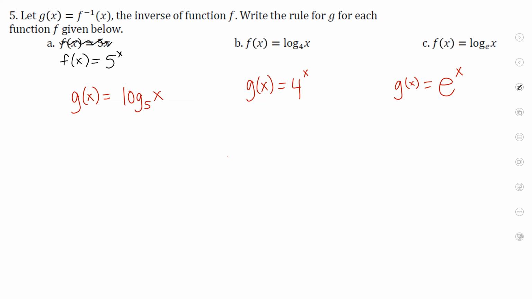If I have 20 and I multiply it by 5, I get 100, right? But then if I divide it by 5, I get back to the original answer. Multiplication and division, they undo each other, okay? Just like exponentials and logs, they undo each other. They cancel each other out. Okay.